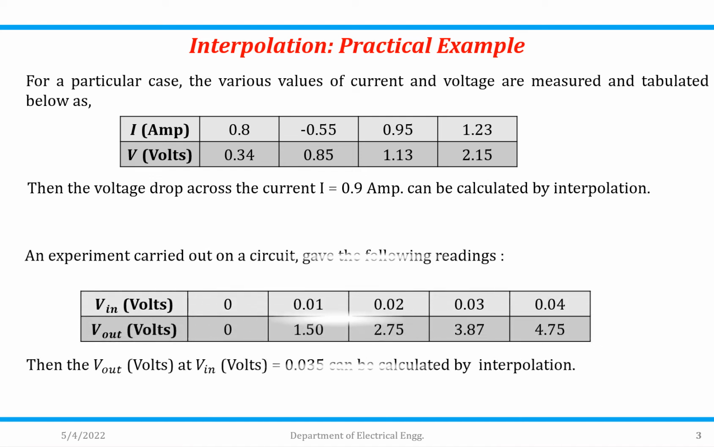Another example: suppose an experiment is carried out and input voltage and output voltage are measured. For 0 volt as input, output is 0. For 0.01 it is 1.50, and so on. Suppose I want to calculate the output voltage if the input voltage is 0.035. Again, instead of connecting equipment and performing the experiment again, we can calculate it by using the interpolation technique.